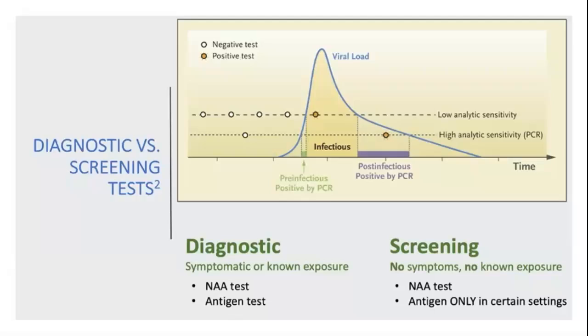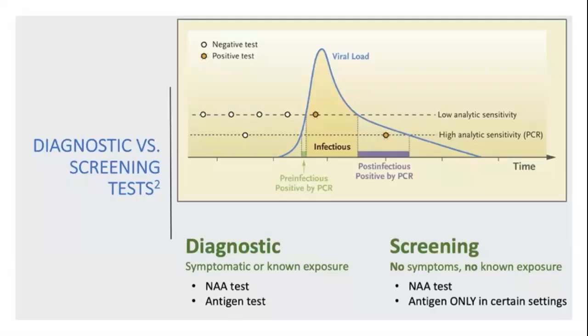So this graph will help you visualize this. This is a graph from a recent article from the New England Journal of Medicine. So an NAA test can detect lower viral levels, and that would be that green section on the graph, in this pre-infectious positive by PCR area. And so this is why it's beneficial to use an NAA test.